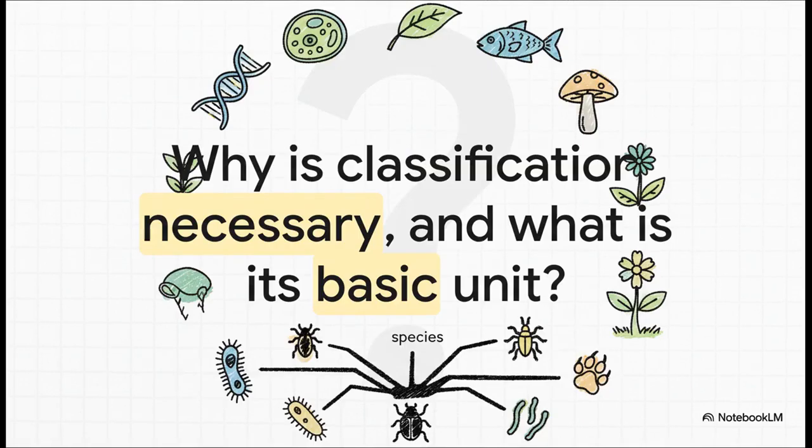Okay, time for a quick check. I want you to pause and really think about this. Why is classification even necessary? And what's the most basic unit of it all? Got it? Classification is essential because it allows us to study millions of organisms in an organized way, without chaos. And the fundamental basic unit of it all, it's the species.